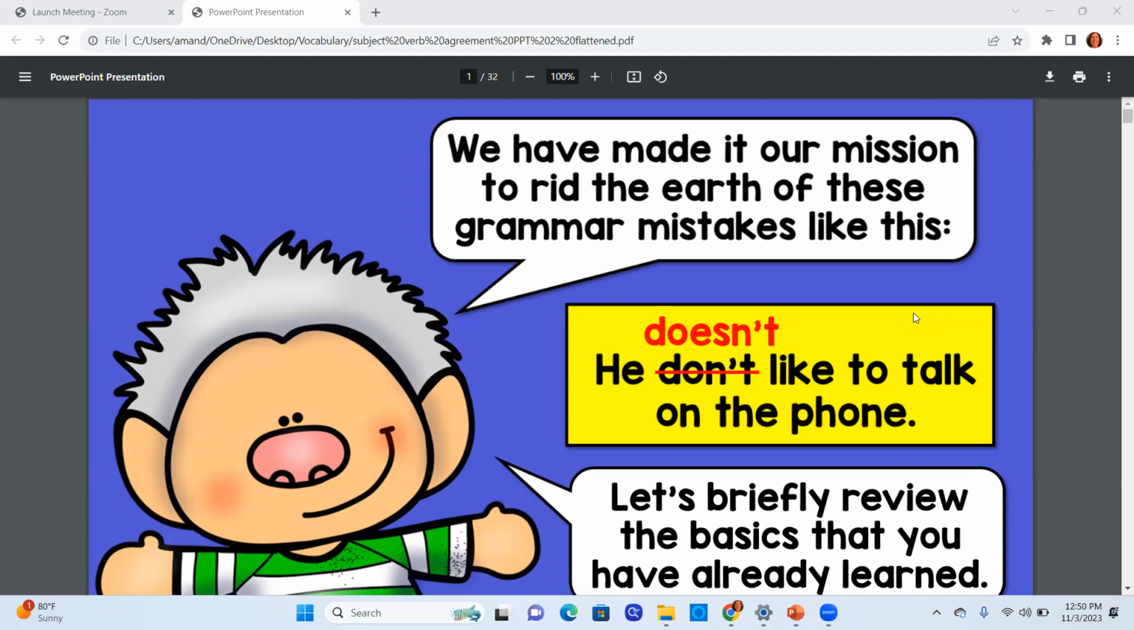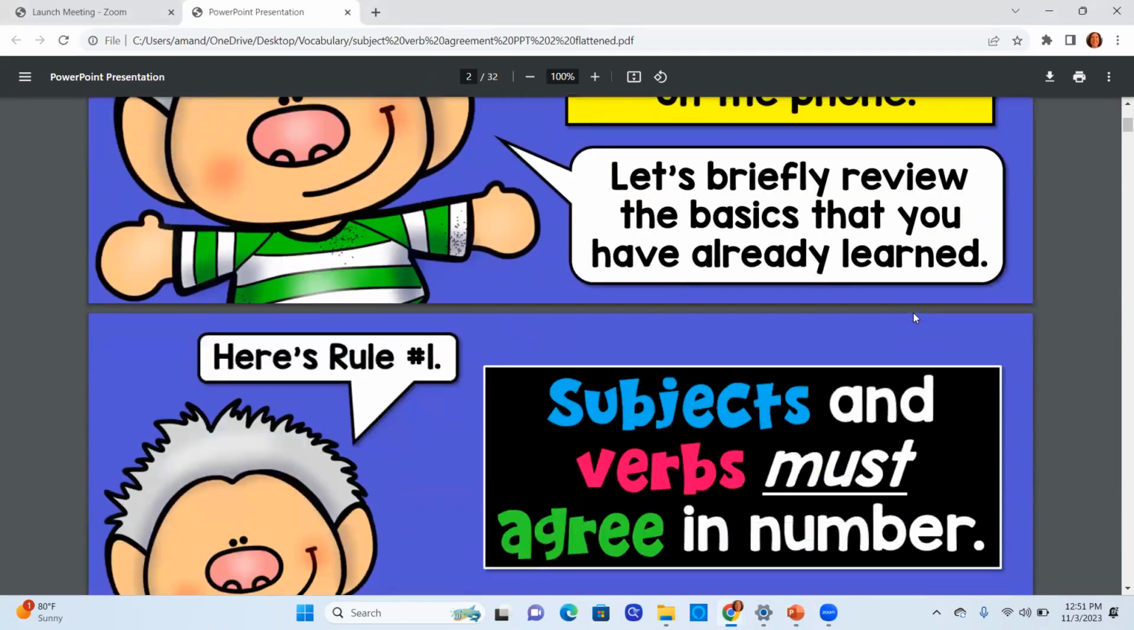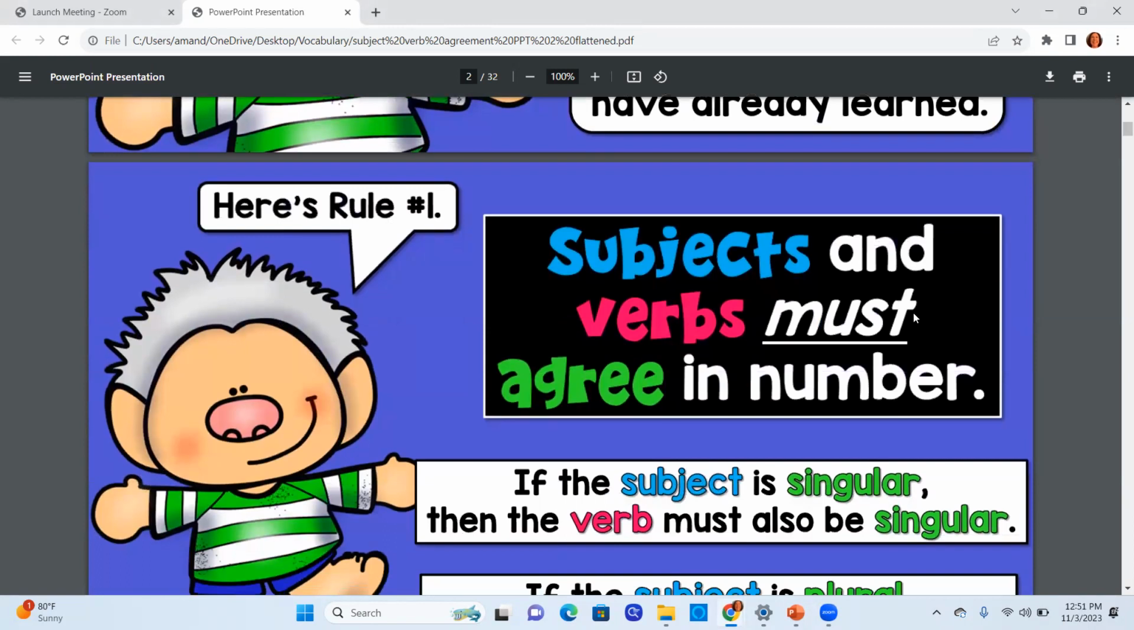So, let's just say we're going to make it our mission to get rid of all of these crazy grammar mistakes out there. For example, one of my biggest pet peeves is when we don't use doesn't or don't correctly. We do not say he don't like to talk on the phone. The correct way would be he doesn't like to talk on the phone. So we're going to go over some of the basics and why we don't do that. Let's start with the first rule.